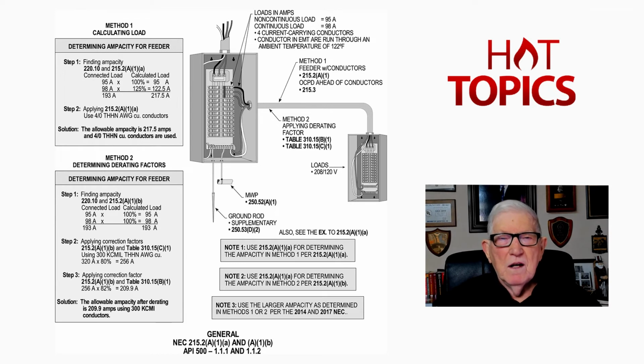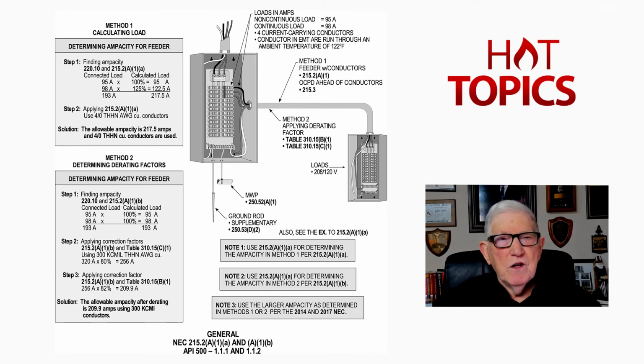And then, of course, when you look at the notes down below, our note 1, we're basically saying we're having a double derate there in accordance with 215.2A1A. And note 2, we're designing by 215.2A1 little b. And then note 3 says we use the larger ampacity of method 1 or method 2 in accordance with note 1 and note 2.